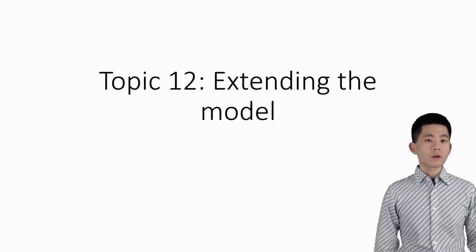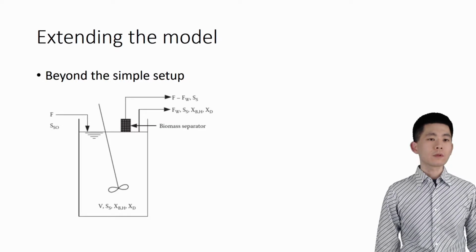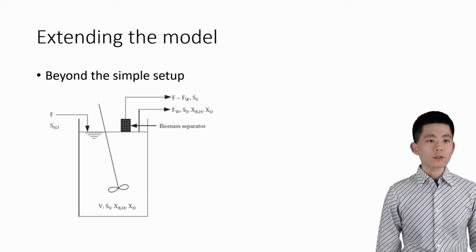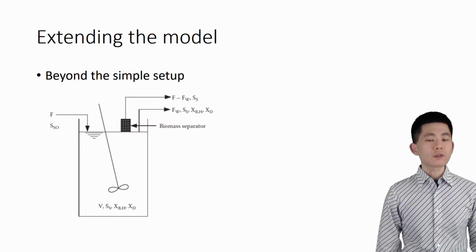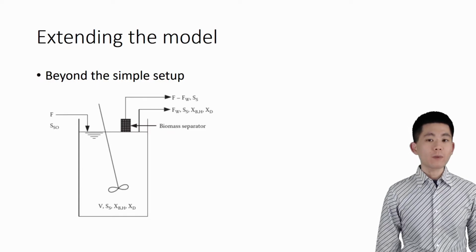Let's continue with our discussion on suspended growth reactor. We have looked at the mass balance for the simple setup: one aerobic CSTR treating a single soluble organic substrate using a single type of biomass. In this class, we will extend the model beyond that because in real life, in addition to just soluble substrate, the influent may contain a wide variety of contents such as inert particulate or soluble matter, biomass, and debris.